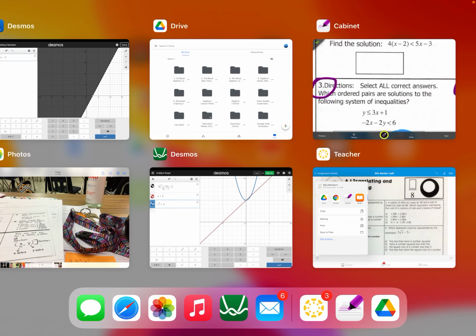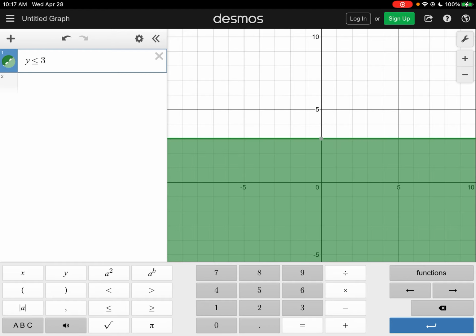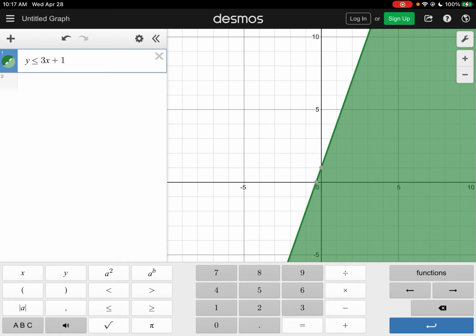Everybody pull Desmos up. You're going to type in both your inequalities. So y less than or equal to 3x plus 1. As it graphs, you can see the graph. Remember, solutions to an inequality, ordered pairs that work in your inequality, are anything in the shaded area. Mine is shaded green, yours might shade a different color. Any point that I pick out of that green shaded section is considered a solution to my inequality.